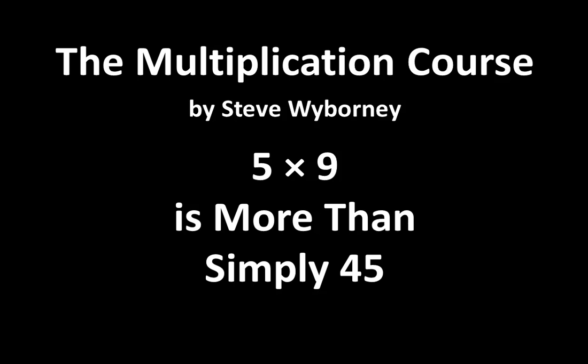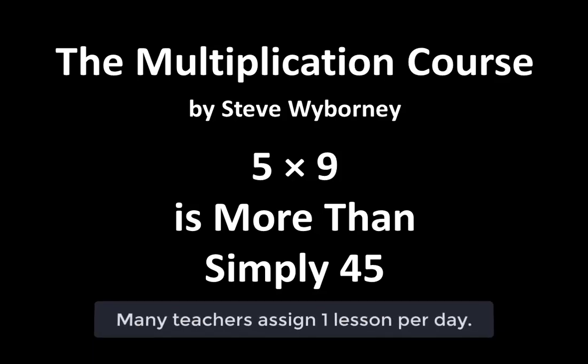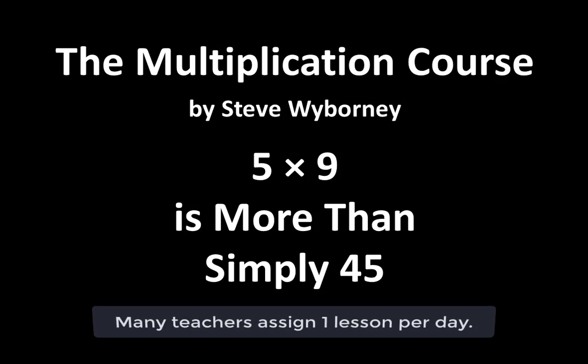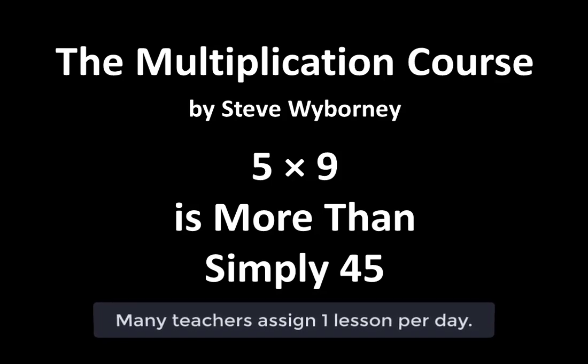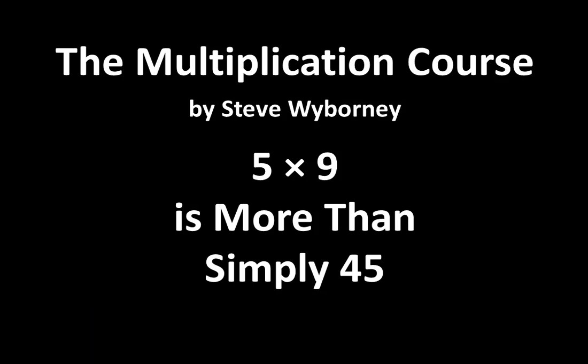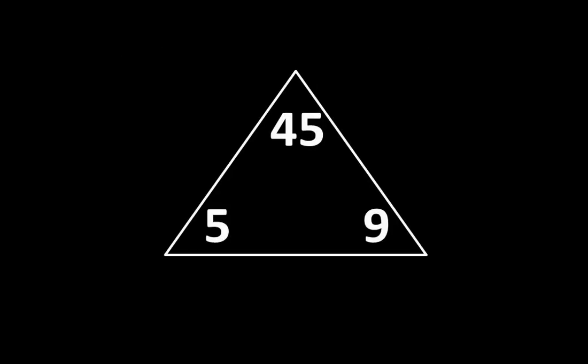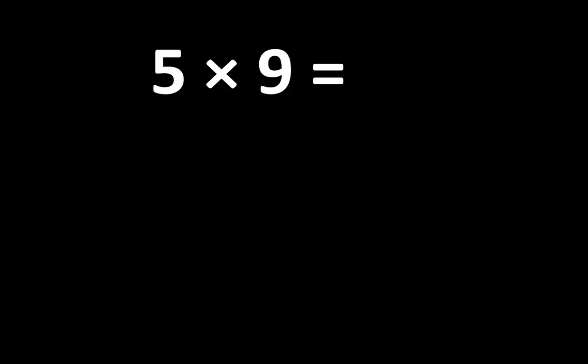Now, quick note, if this is the 13th lesson, this might happen on the 13th day for students, because what many teachers do is they simply assign one lesson per day. And so the student will see a video that's 4 or 5 minutes long, in some cases 3 minutes long, in a day. So this is lesson 13, and this is what students might see on the 13th day. So 5 times 9 is equal to 45, and that can be represented many different ways.